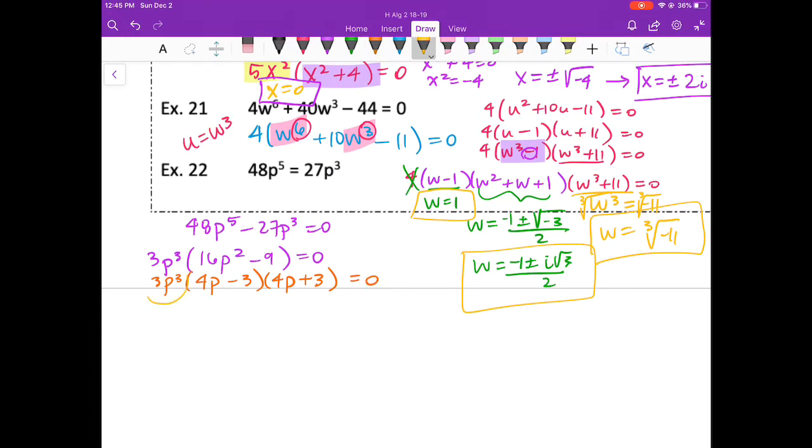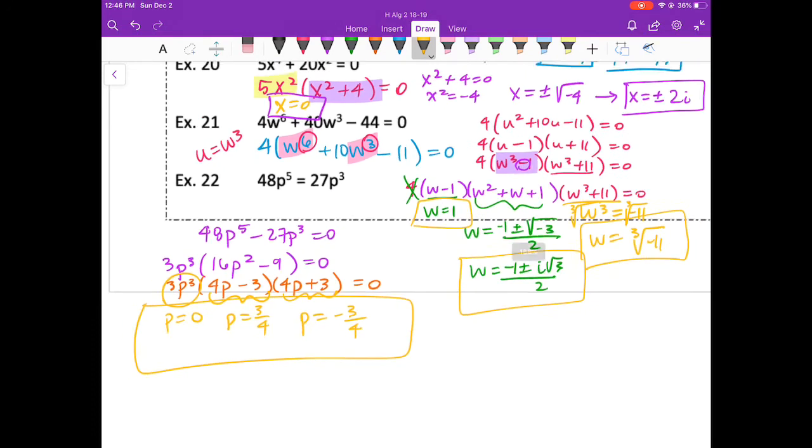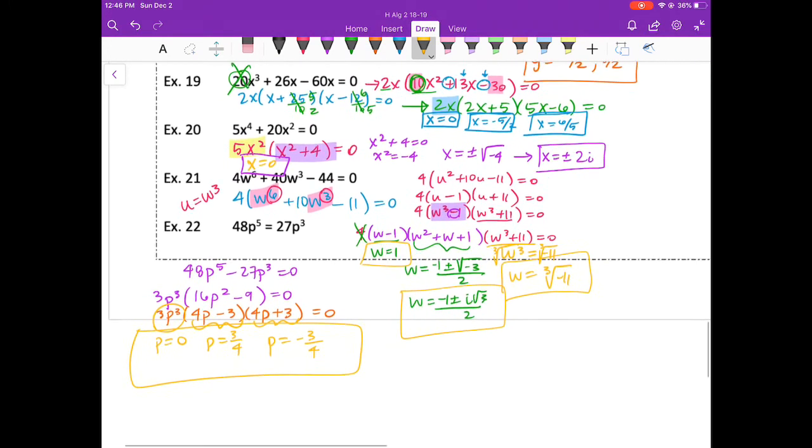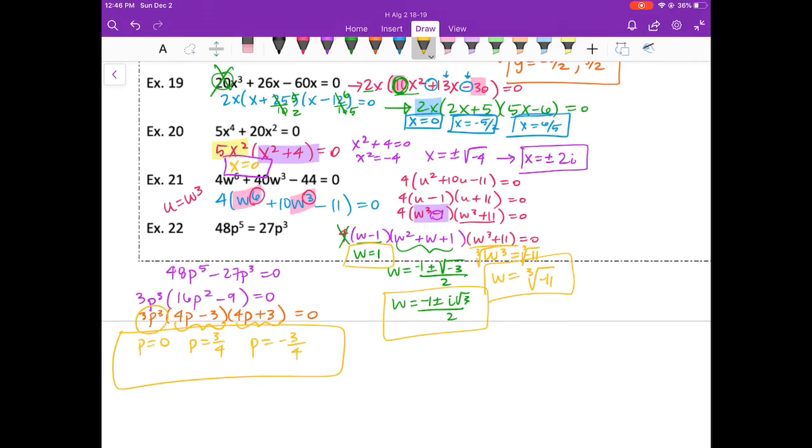So from this guy right here, 0 is a solution. From this guy right here, positive 3/4 is a solution. And so is negative 3/4. There are all of our answers. So hopefully that was helpful for section 5.4, solving by factoring.